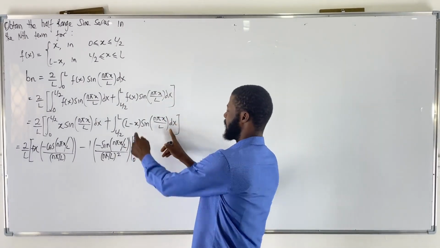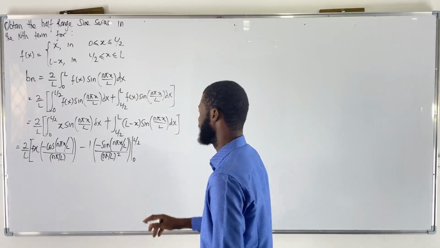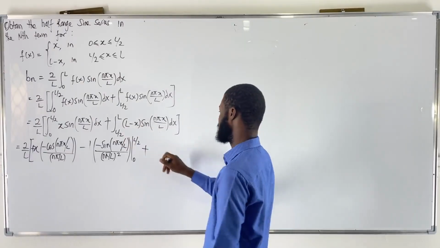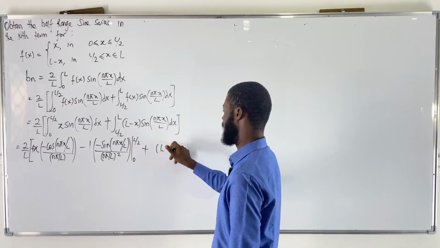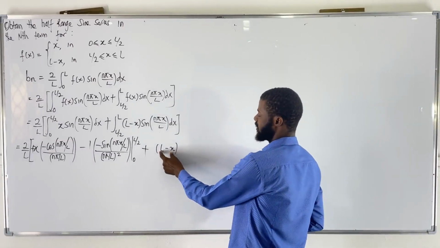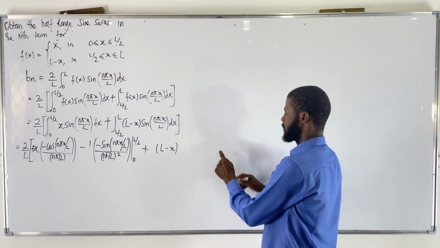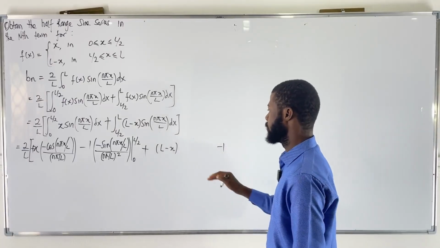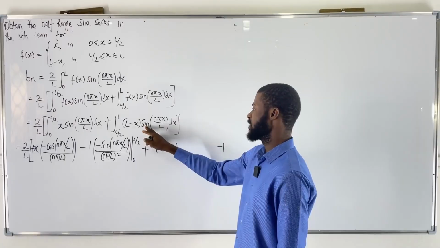Let's come to the second part. So this is plus. For the second part, we have L minus x. So this will be L minus x. Now give some space. Differentiate this L minus x. You're going to just get minus 1. So next, this is sine. You're going to be integrating it.